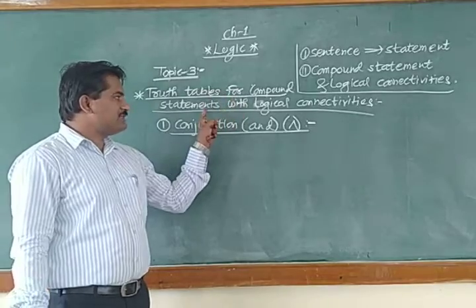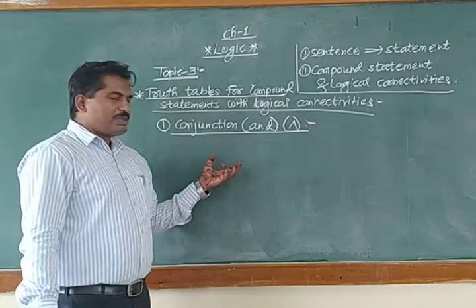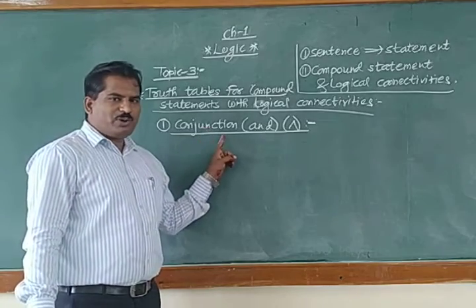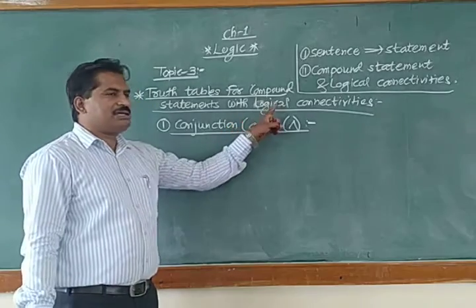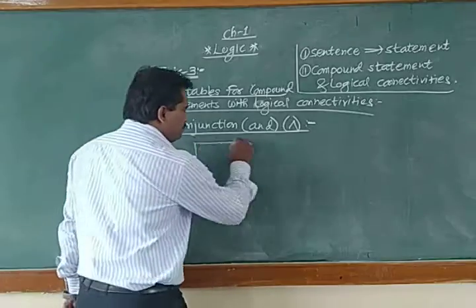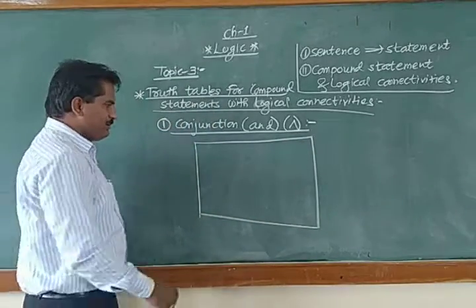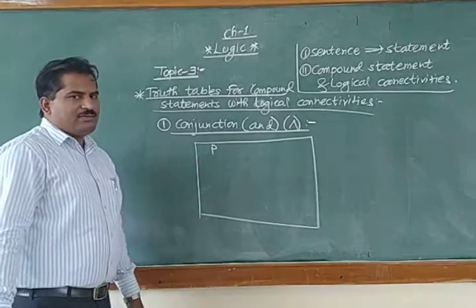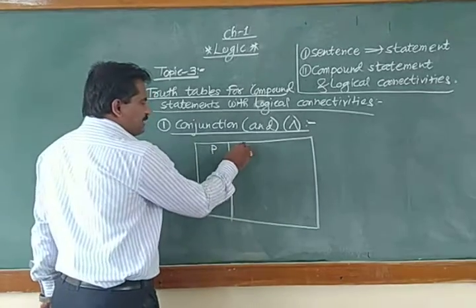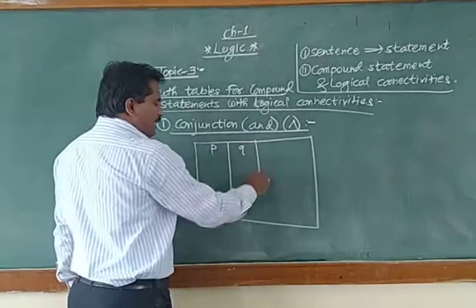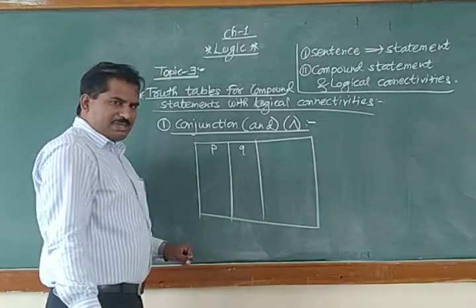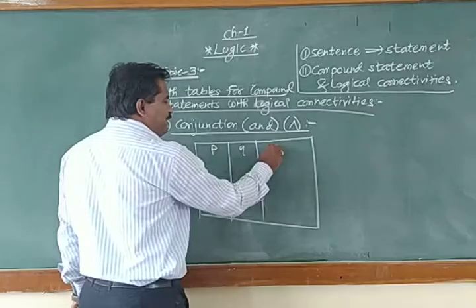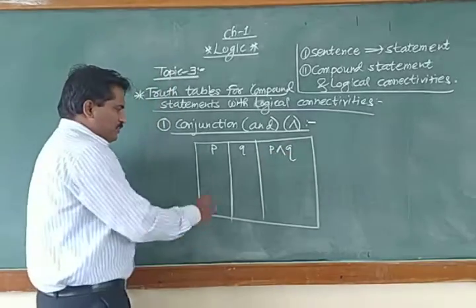Now, truth tables for compound statements with logical connectives. That means it is the output of various cases according to logical connectives. Therefore, suppose we denote the first statement with symbol P and the second statement with symbol Q, and the compound statement is denoted with the logical connective 'and'. It is P and Q.